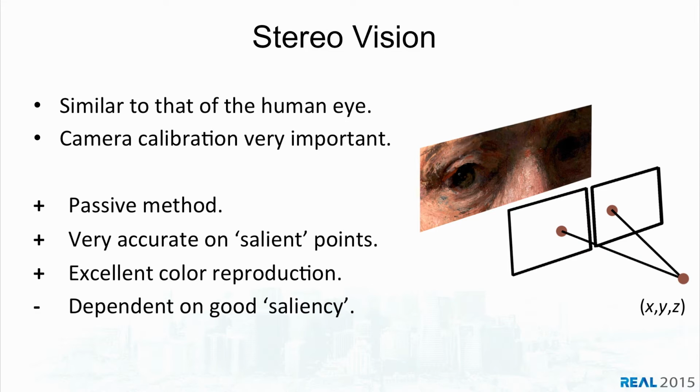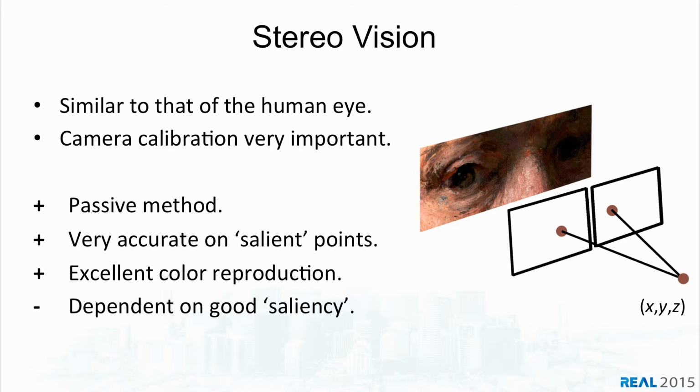For those of you that don't know, of course, stereo vision is similar to that of the human eye. It needs accurate camera calibration in order to absolutely triangulate one point. But it's very dependent on salient points. For instance, if I have this minus sign here, both eyes can see it, so both eyes know this point corresponds to each other, and therefore you can triangulate it.